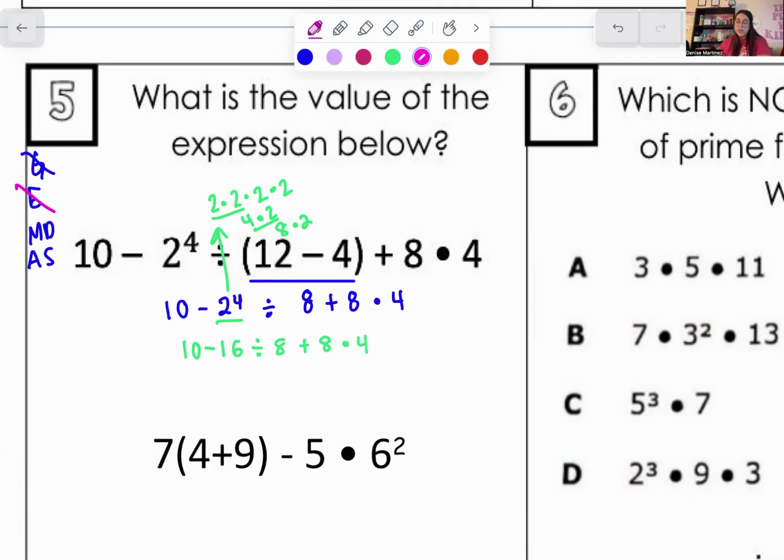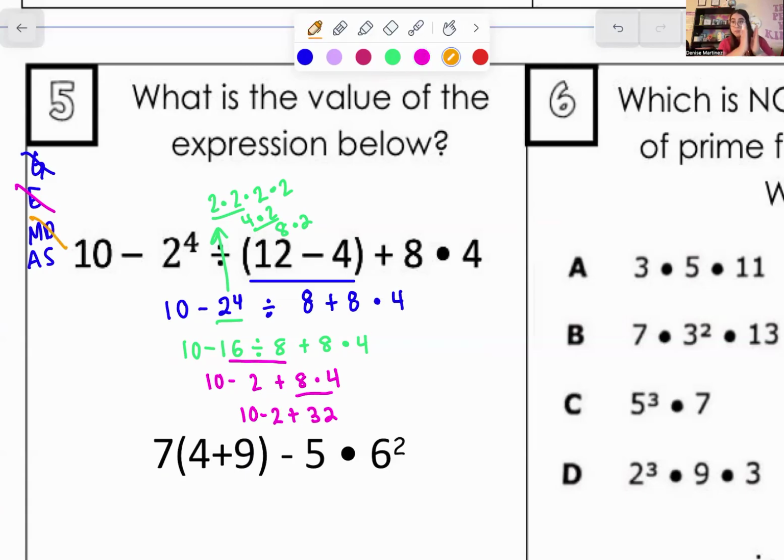I'm done with exponents. Do I see any multiplication or division? Remember, it's whatever I see from left to right. Well, I'm scanning, and I see 16 divided by 8. And I would get 2. Again, I'm going to rewrite. Okay. Oh, I'm not done with multiplication or division. I'm done with the division, but I'm going to keep looking and I see I still have some multiplication. So 8 times 4 is 32. Now I'm done with multiplication or division.